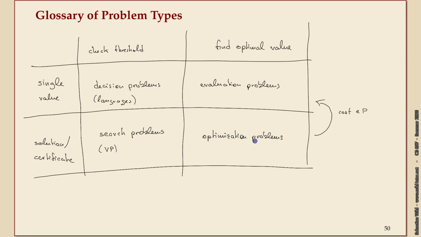The other thing you can also do very easily is this direction. Otherwise, it's easy. If I'm given a threshold and I can find the optimal value, I just check the optimal value against the threshold and output whether it's better or not. The interesting bits are, can I go from left to right?